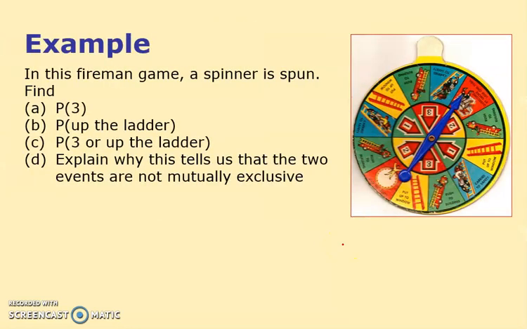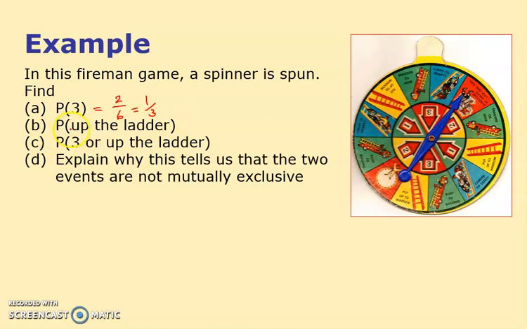Here's the example. In the fireman game, the spinner is spun. Okay, find the probability of getting a 3. I'm just looking around here. I think I can ignore the outer bits. There are 2 sections which have 3. Okay, so this is 2. How many sections are there? There are 6. Okay, 2 out of 6. Well, I can simplify that to a third.